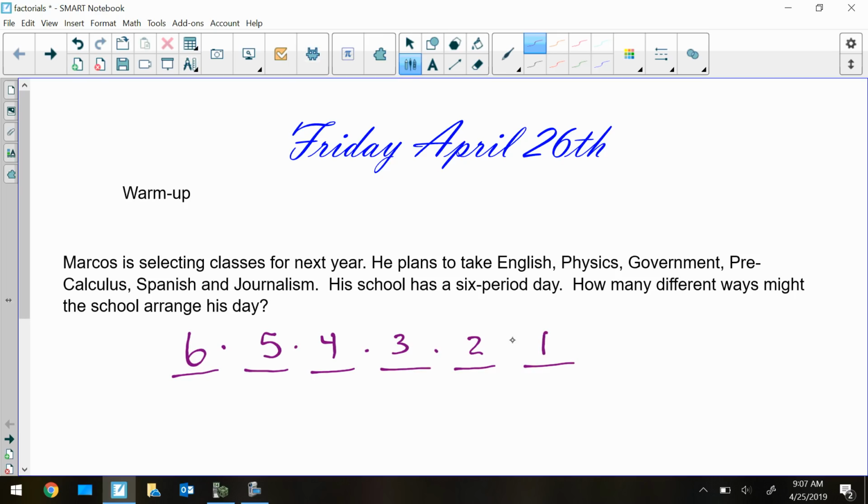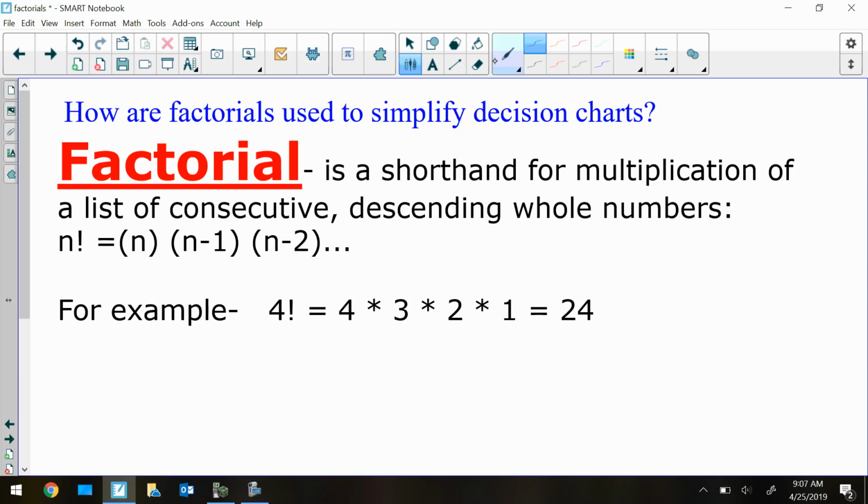So you're going to take all those and multiply them, and you're going to have 6 times 5 times 4 times 3 times 2, and you're going to get 720. What we're going to learn today is a second way, a real quicker, easier way to do 6 times 5 times 4 times 3 times 2 times 1, and it is something called a factorial.